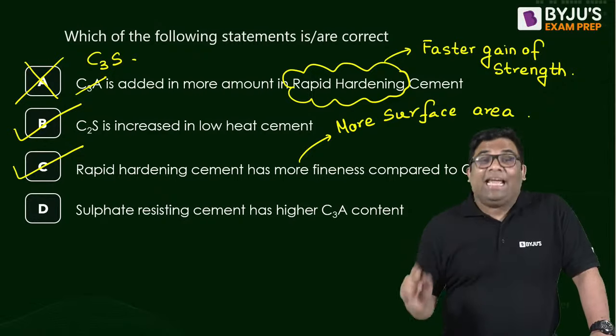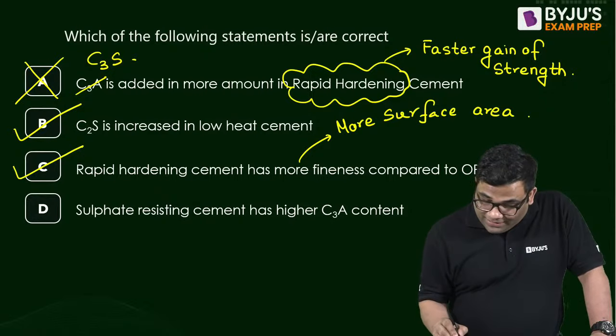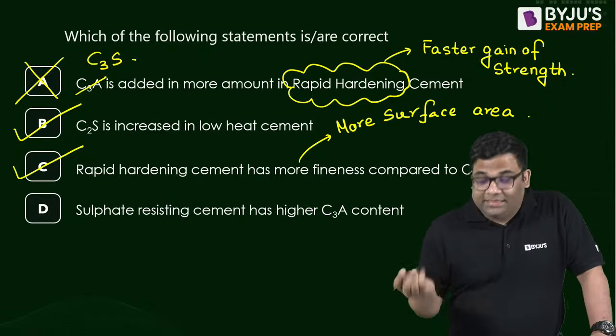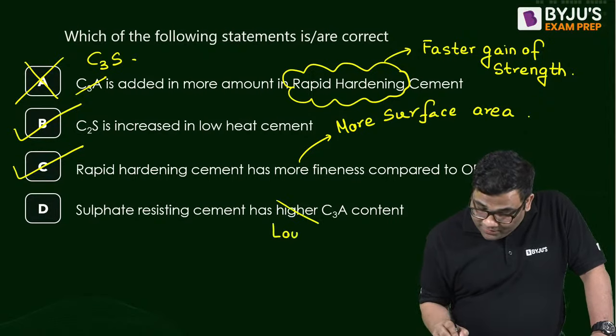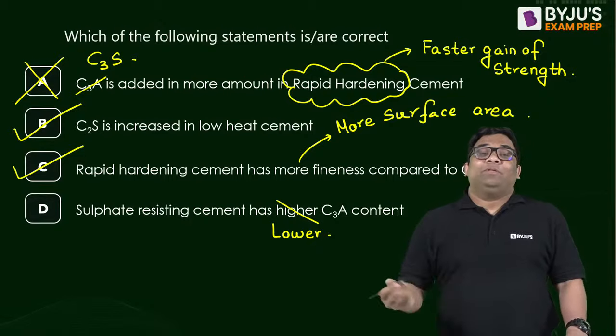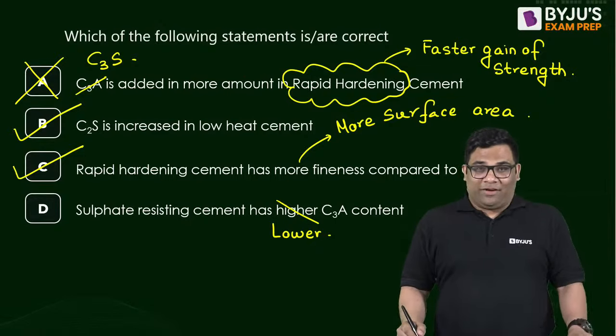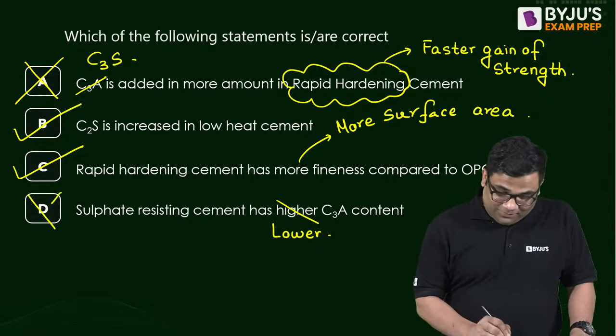So in the sulfate resisting cement, the C3A will be lower, na? Because C3A is itself responsible for sulfate attack, it reacts to sulfate, right? And therefore, this is wrong.